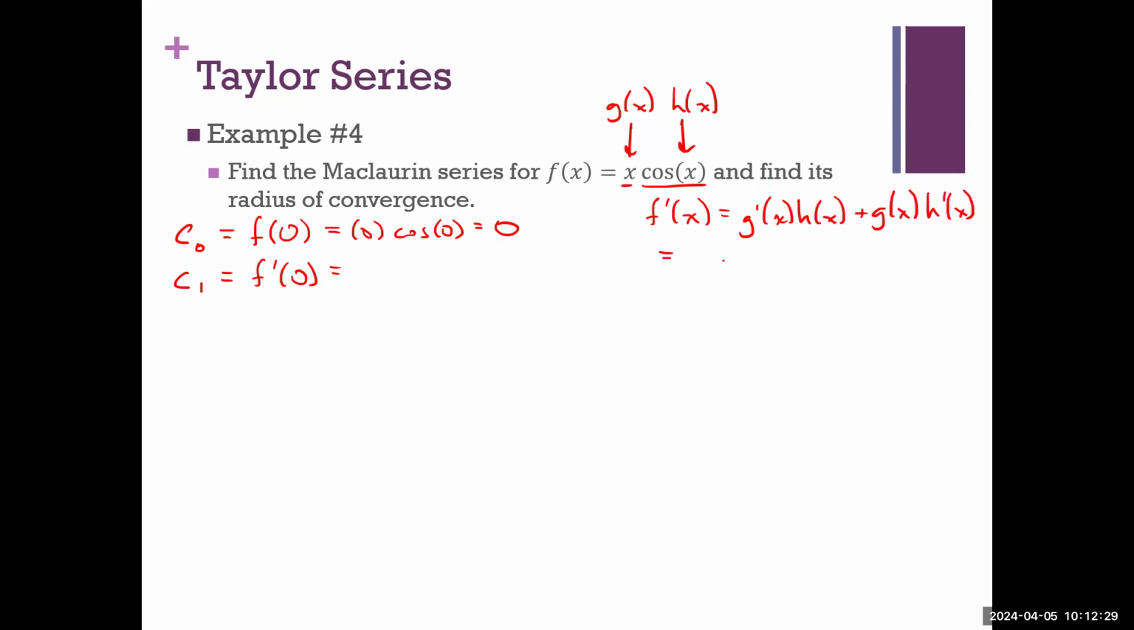So for us, what does that look like? 1 times cosine x plus, or I guess minus x sine of x. Does that look right? Okay. If I plug in 0 to all those x's, what should I get? Looks like it's going to be 1. Any questions so far? All right, how would I get the next one? How would I get C2?